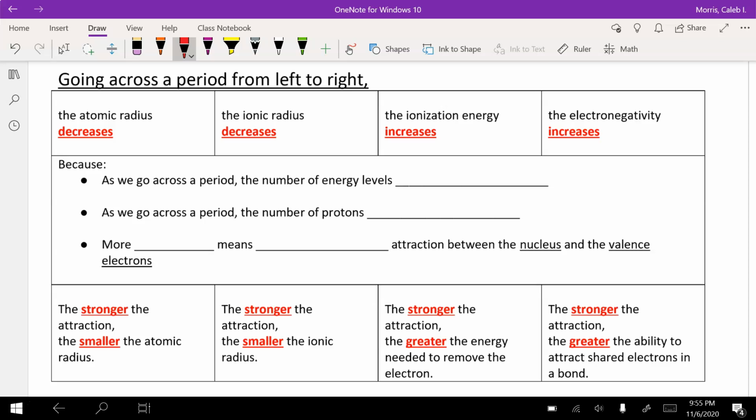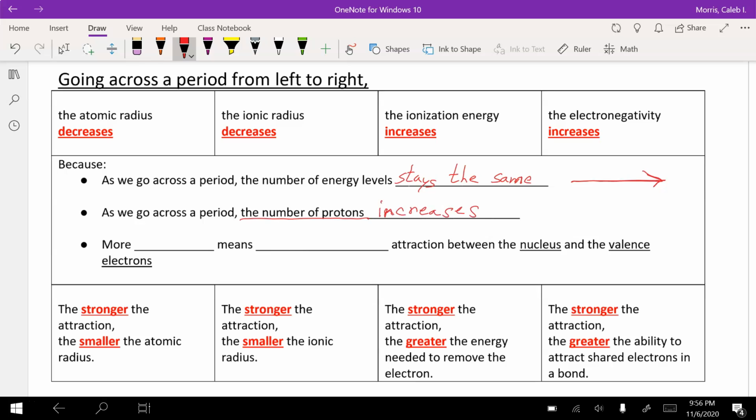As we go across the period, so across a period means I'm going from left to right, I would be within the same row. So I'm not changing energy levels. The number of energy levels stays the same. And if the number of energy levels stays the same, if you were to look back at that flow chart that we made, we need to go on to our second thing that we compare. If the number of energy levels doesn't change, we compare the number of protons. And as you go across a period, the number of protons going from left to right is always going to increase.